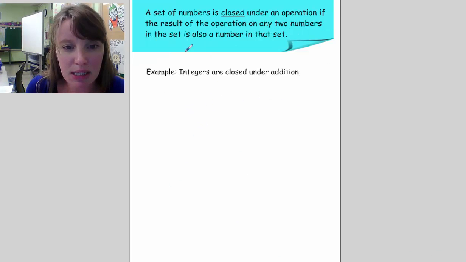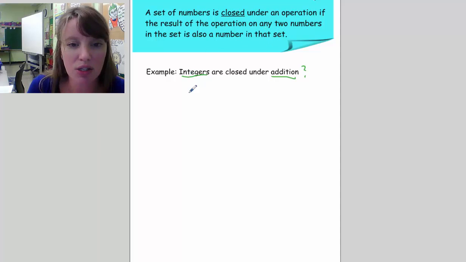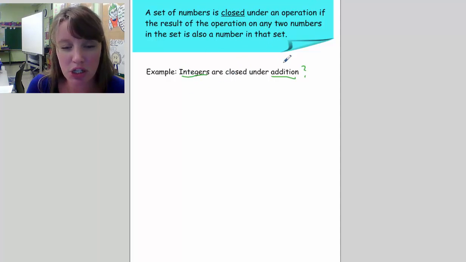So what this means is that I'm looking at the integers and I'm wondering, are they closed under addition? Okay, so this is sort of a question. Let's think about what this means. The result of addition on any two numbers in the set of integers is also an integer. So the integers are closed under addition if I can take any two integers and add them together and get another integer.